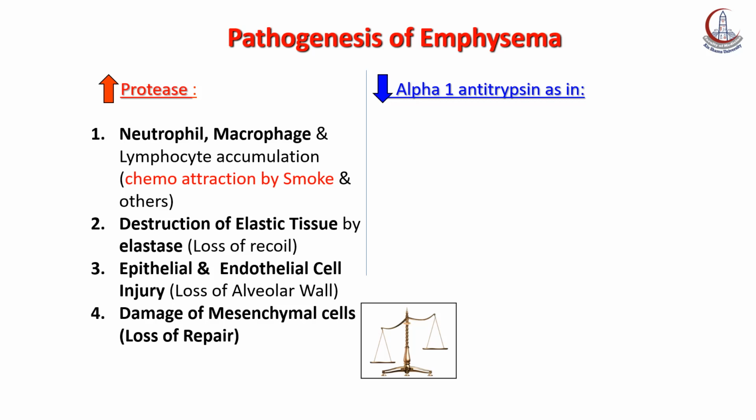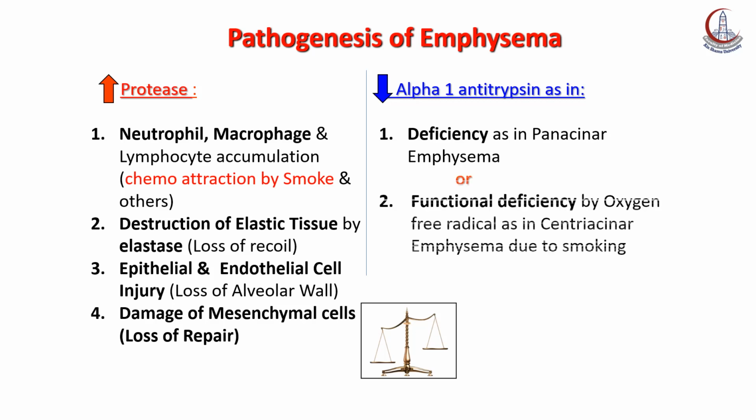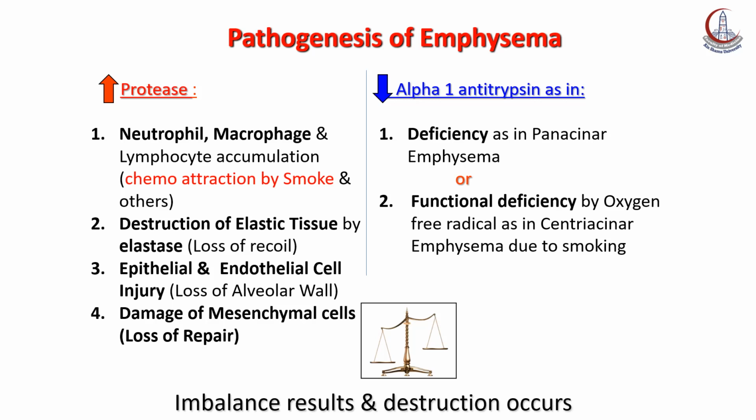The decrease of alpha-1 antitrypsin occurs in pan-acinar emphysema. It is an actual deficiency, or a functional deficiency by oxygen-free radicals, as in centriacinar emphysema due to the effect of smoking. So imbalance results and destruction occurs. Genetic susceptibility also has a role in the pathogenesis of emphysema.